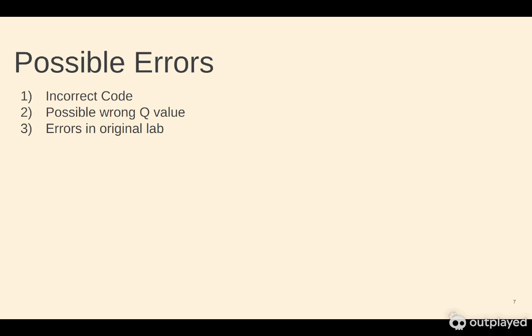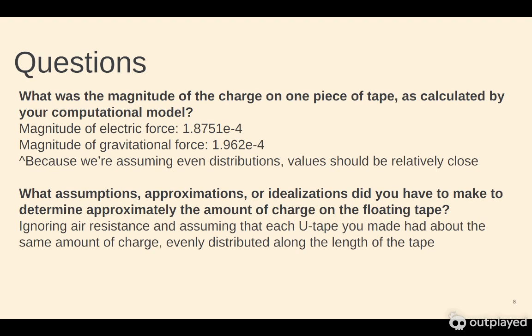And my possible errors are that my code could have been wrong. And then I could have possibly gotten a wrong Q value in my original lab, and then there could have been also errors in the original lab just due to the room and possible humidity and things like that.